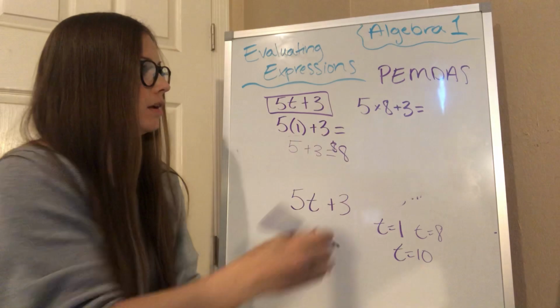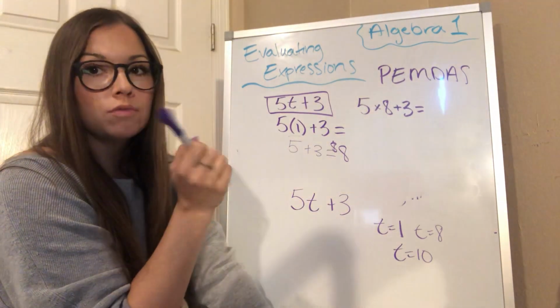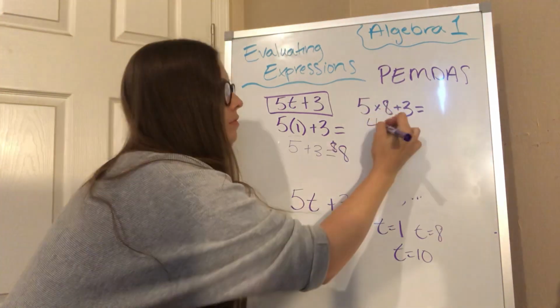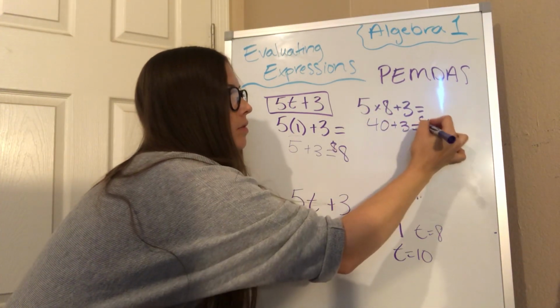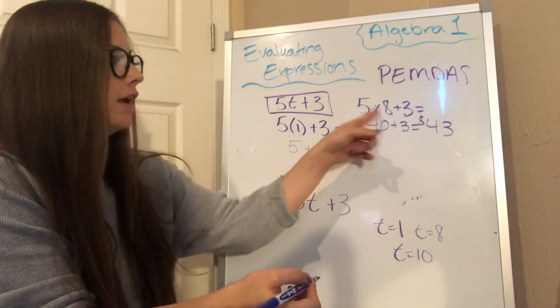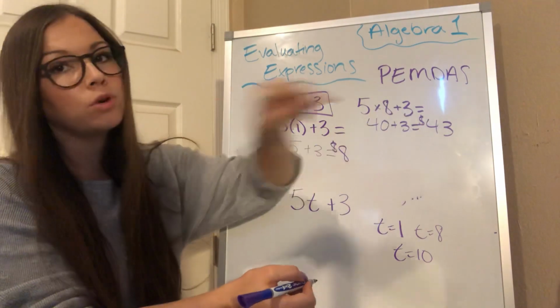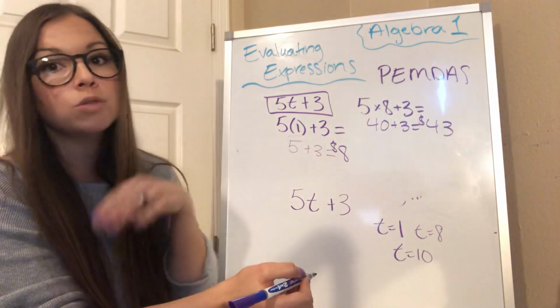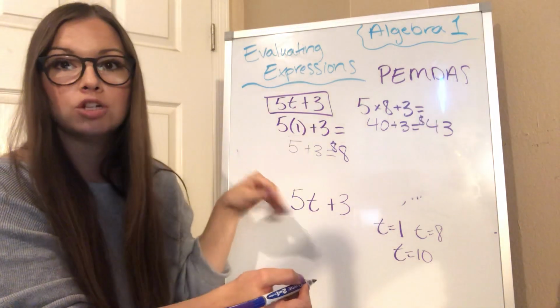So 5 times 8, again, we do that first because of order of operations. 5 times 8 is 40. Plus 3 is 43. So if you buy 8 raffle tickets at $5 each and pay that entry fee of $3, you're going to spend $43. Okay, so we're just plugging in the information that's given to us in each expression.